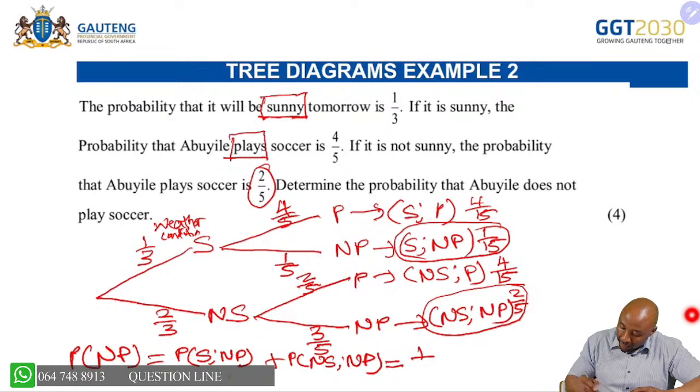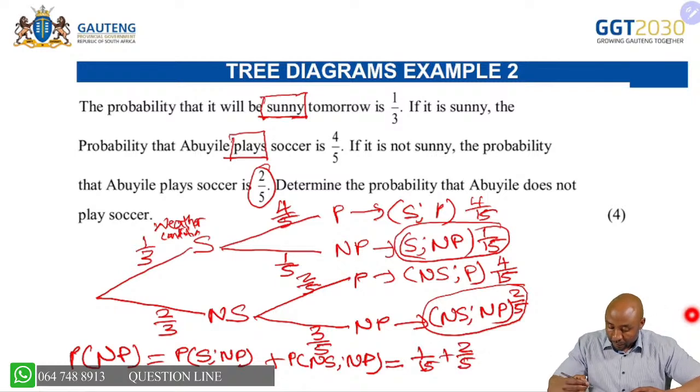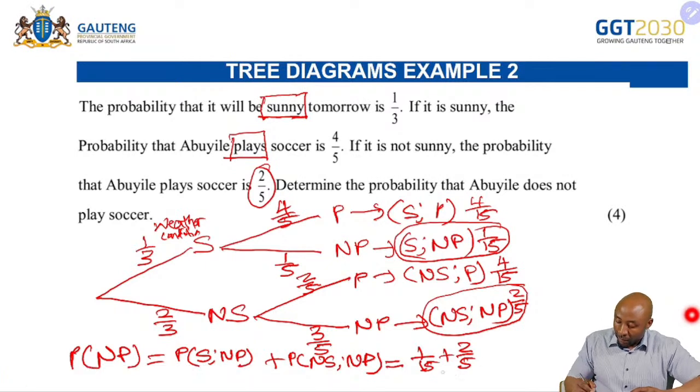That is 1/15 for sunny and not playing. We are adding this to 2/5. If we check the outcomes, 1 over 15 plus 2 over 5, using equivalent fractions, 2 over 5 will be 6 over 15. And we know that 6 over 15 plus 1 over 15 will give us 7 over 15. And that becomes our final answer.